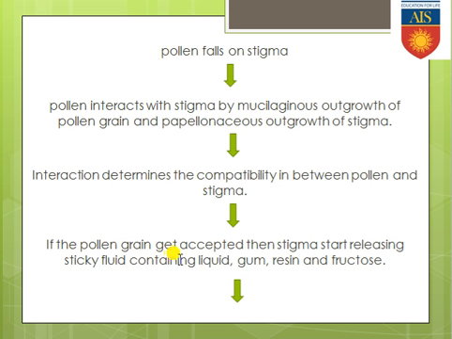If the pollen grain is found that it is coming from the same species of flower or same species of plant, then it will get accepted, and then stigma starts releasing a sticky fluid. Before that there was no sticky fluid, so just when the pollen grain is getting accepted, then only the stigma will start secreting the sticky fluid, and that is containing liquid, gum, resin and fructose. So these specific substances will be there within the sticky fluid released by the stigma surface of the female reproductive part, that is gynoecium. Just the sticky fluid secretion will start.